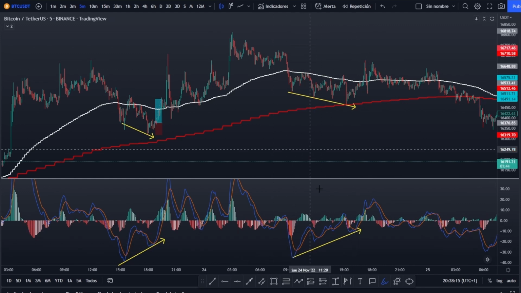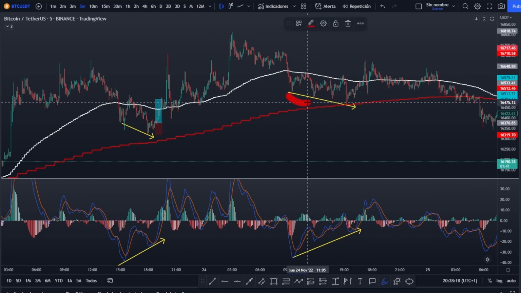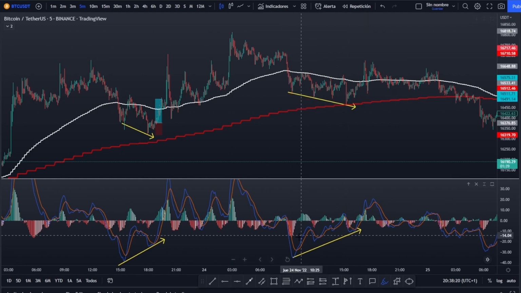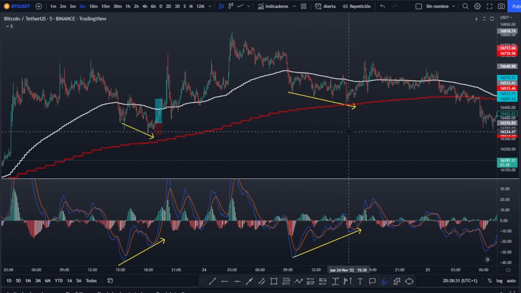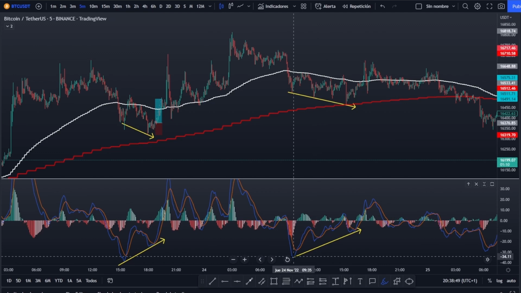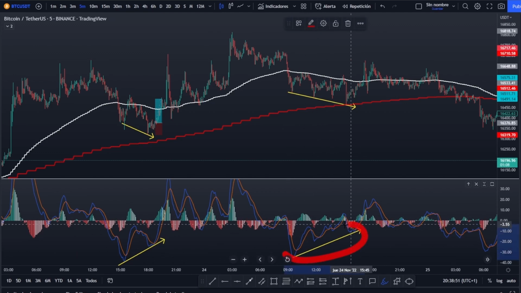And in the end, of course, if we entered only by marking these two, that is, in this divergence, the price would continue to fall, which is what I explained to you a moment ago, that it is always riskier not to wait for the complete structure in the MACD to be completed.